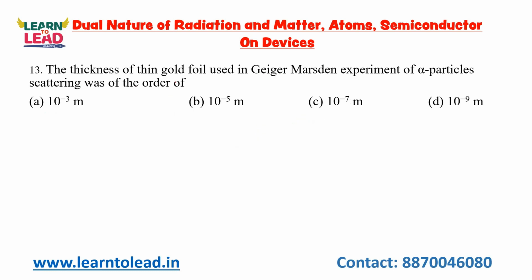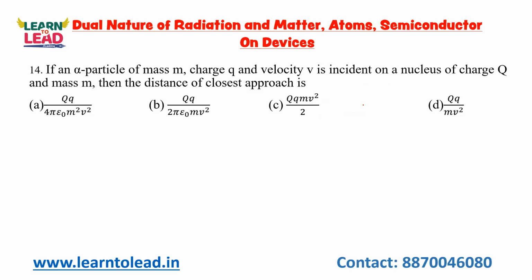Then the thickness of thin gold foil used in Geiger-Marsden experiment of alpha particle scattering was of the order of what? Thickness of the gold foil is 10 to the power minus 7 meter. Okay. Thickness of the gold foil is what? 10 to the power minus 7 meter. Then, if an alpha particle of mass m, charge q, and velocity v is incident on a nucleus of charge Q and mass M, then the distance of closest approach. What is the distance of closest approach?